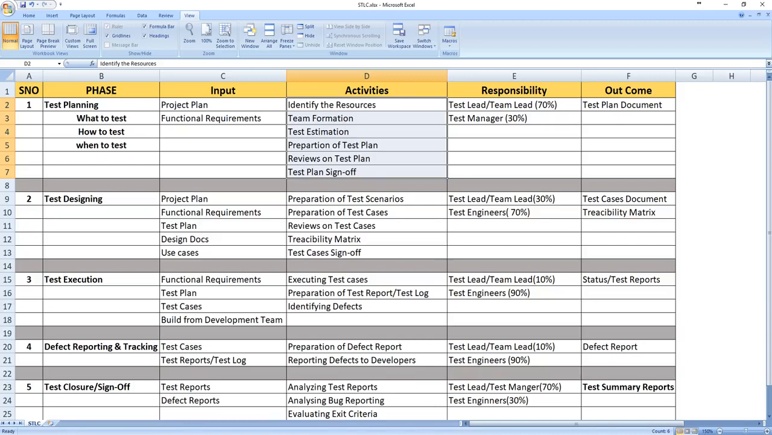And what is an outcome? Once the phase is completed, we have a test plan document. So this is an outcome. Okay. So this is a test planning phase, the first phase of STLC. Next one is the test designing phase.